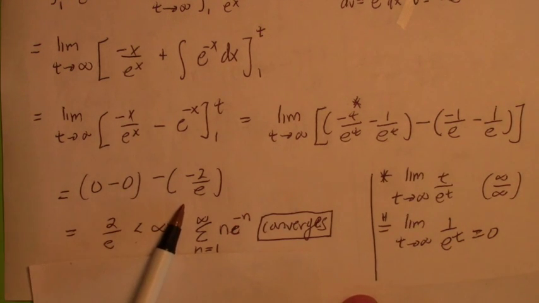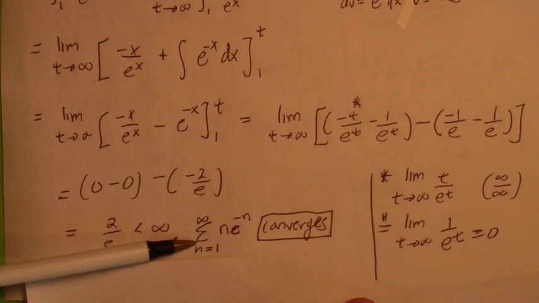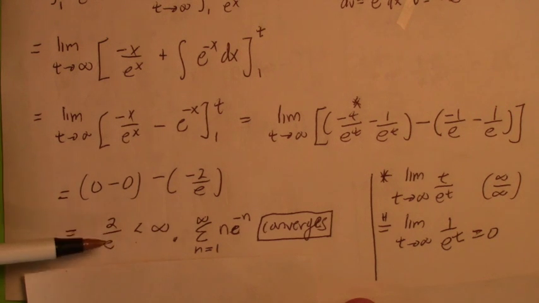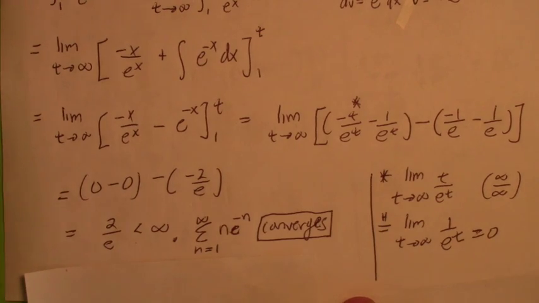So the final improper integral converges to 2 over e. That's not to say that the series converges to this, but since the improper integral is finite, we say the series converges.